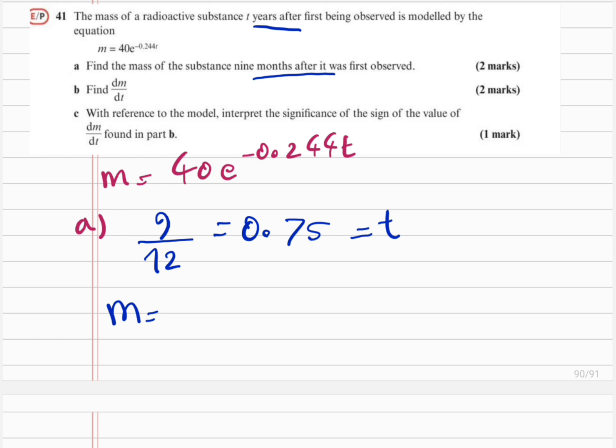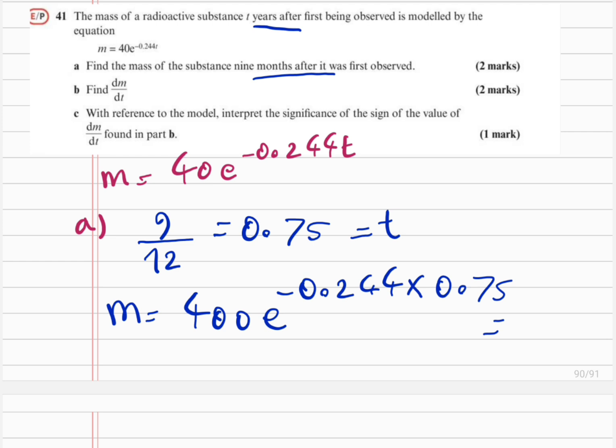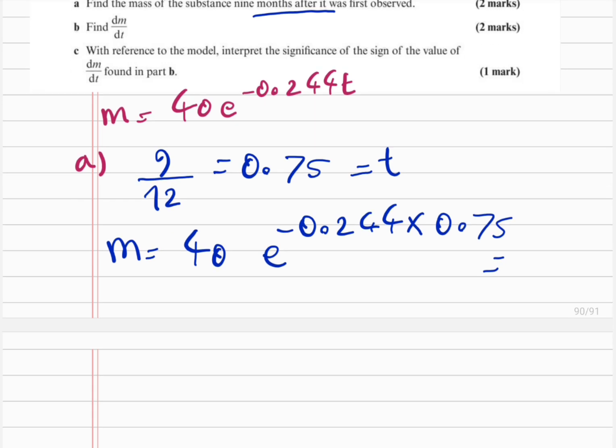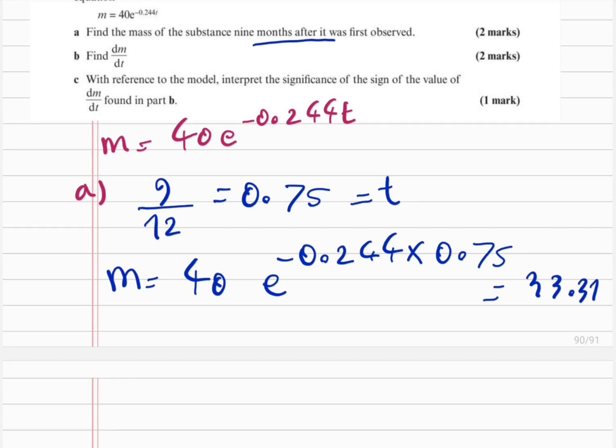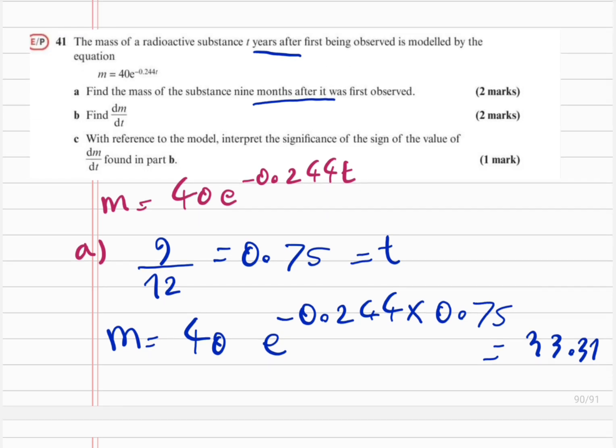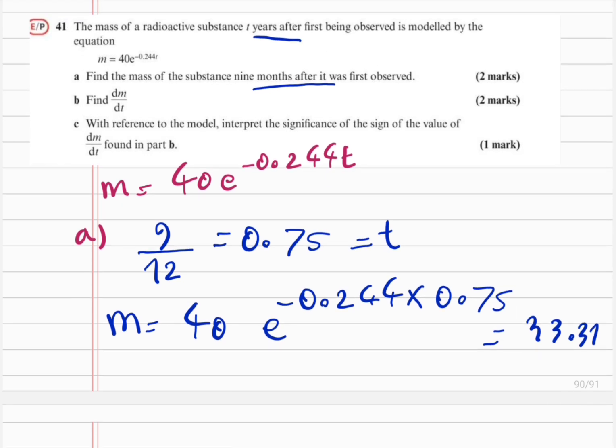So we just substitute 0.75 into the equation. So that's 40 times e to the power of minus 0.244 times 0.75. Sorry, here the equation is actually 40e, not 400. So that's 40e. So the answer is equal to 33.31 to 2 decimal places, and that's basically the mass of the substance 9 months after it was first observed. The units are not given in the question.